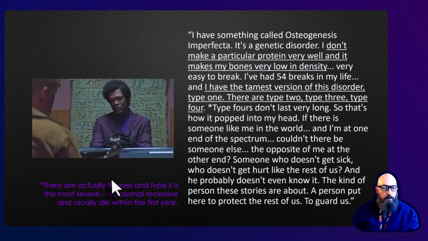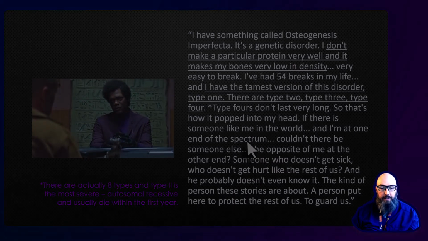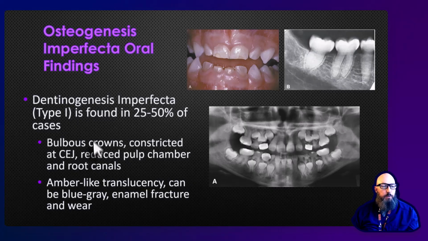Actually, there are 8 types, and type 2 is the most severe. That's the autosomal recessive one, which they do usually die within the first year. So didn't quite get it right here, but we don't want to go through and name all 8 of them anyway. For our purposes, you just need to really be familiar with what type 1 is. That's one that's associated with Dentinogenesis Imperfecta or opalescent dentin as well. And that's found in about a third of cases of Osteogenesis Imperfecta.